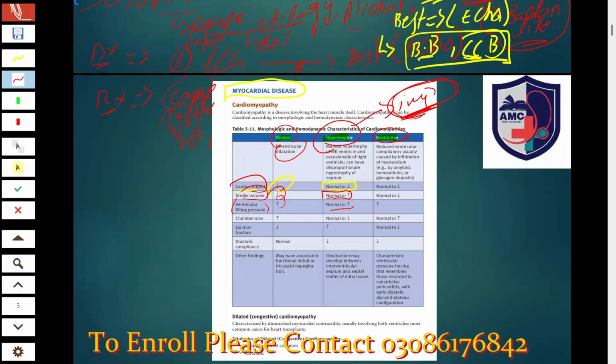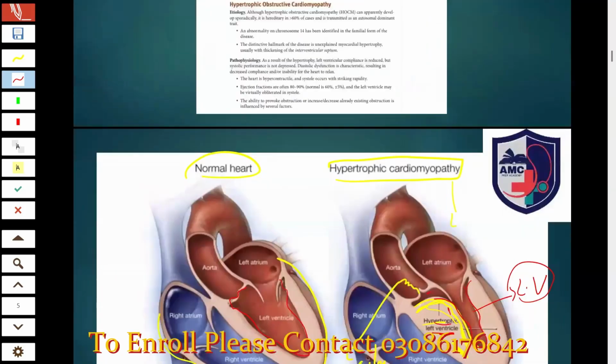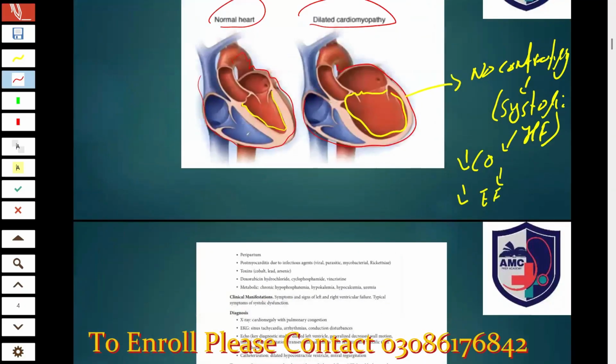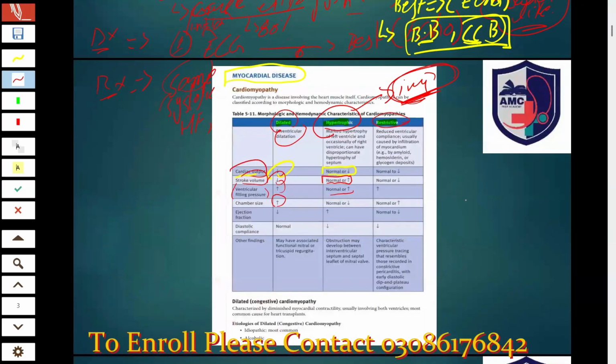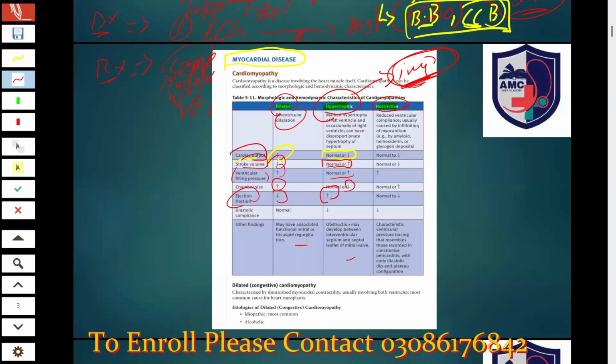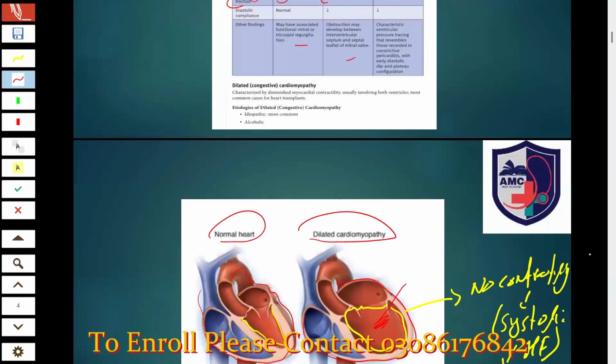Here normal or decreased. Chamber size in dilation, we see here the chamber size increase. But in case of hypertrophic, the chamber size will be decreased. Ejection fraction in dilated is decreased, but in case of hypertrophic, it will be increased. Diastolic, this is the thing we already discussed. And in case of restrictive cardiomyopathy, both systolic and diastolic function of the heart fail.